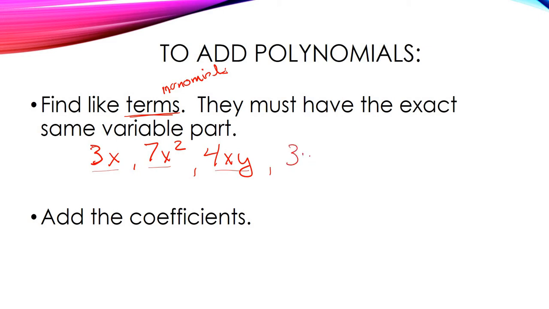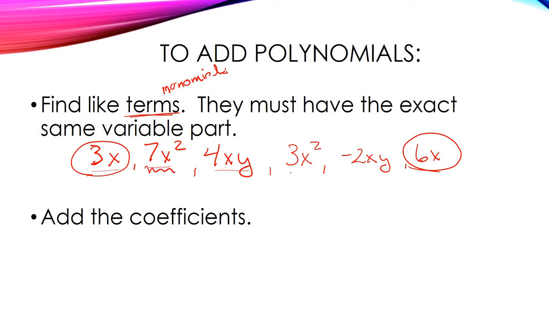Now, if I put some additional terms in here, 3x squared, negative 2xy, and 6x, now I can find some pairs of like terms. 3x is a like term with 6x. 7x squared is a like term with 3x squared. And 4xy is a like term with negative 2xy.